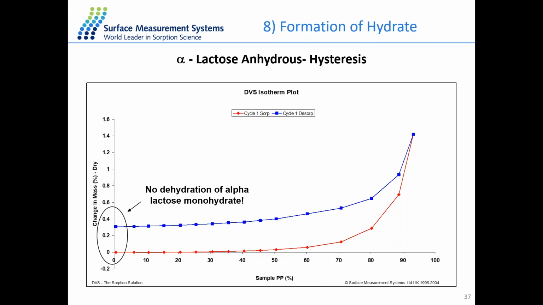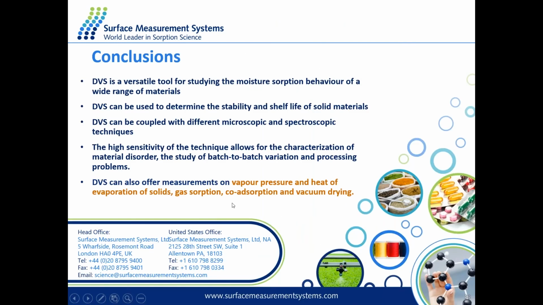So these are just different examples of hydrate formation. And in conclusion, as you can see, DVS is a very versatile and sensitive tool for material characterization, and it can measure different parameters by choosing different organic vapors or water molecules at different temperatures and conditions.